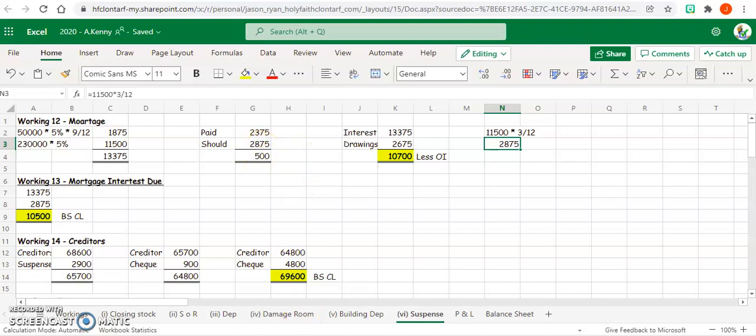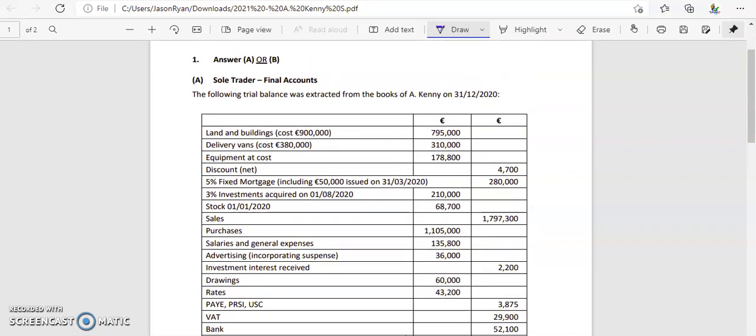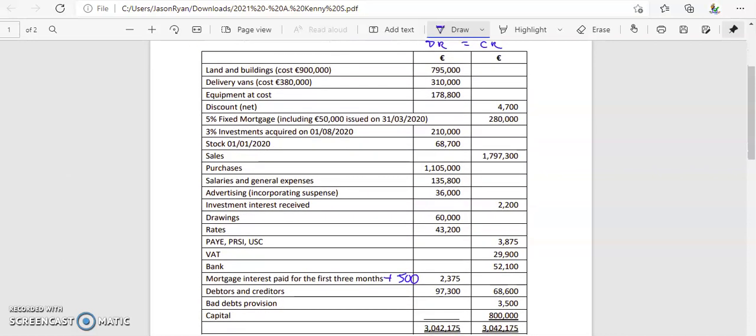So you need to increase that by 500. So on your trial balance, you're going to put in plus 500. So that means now that our debit side is up by 500. Remember, your debits and credits have to equal. So your debit side must equal your credit side. But if we're adding 500 to the debit side, they're not equal.